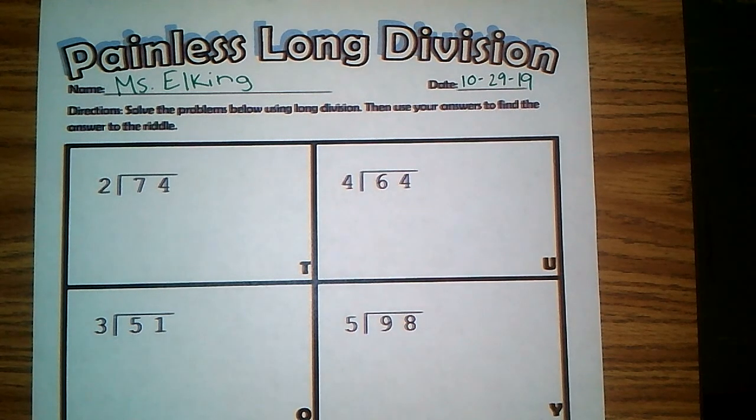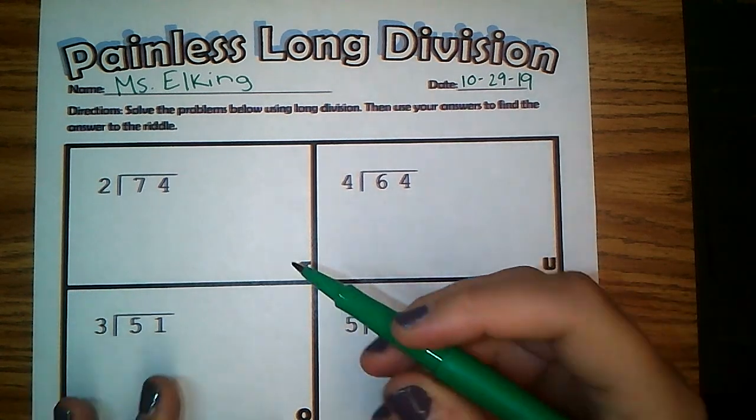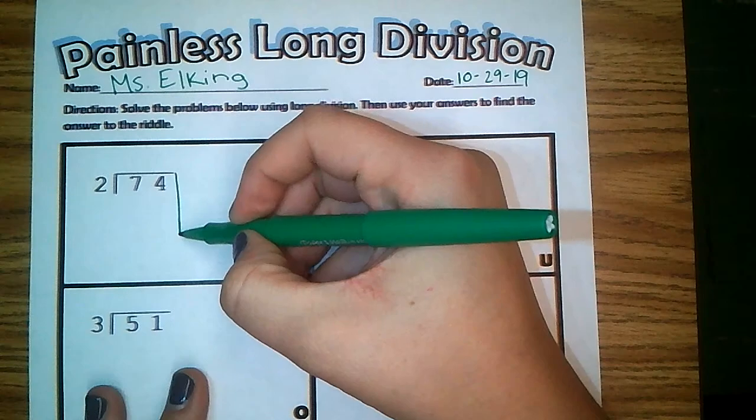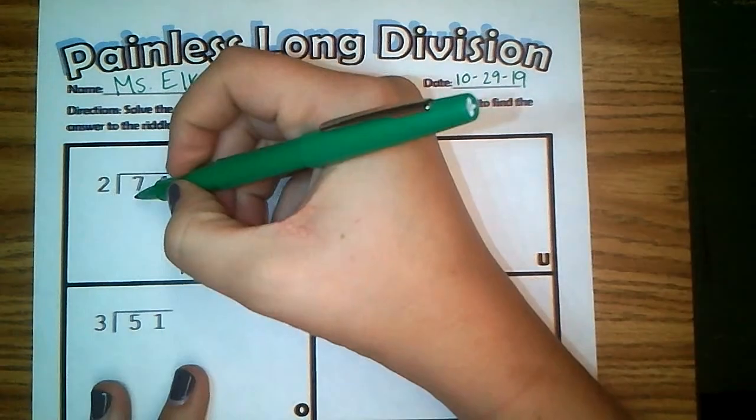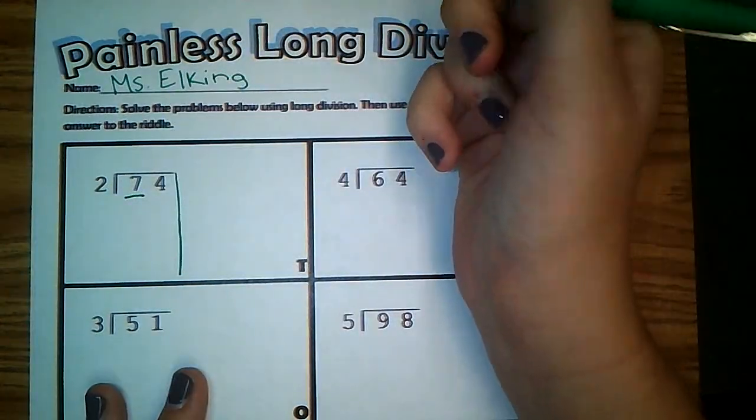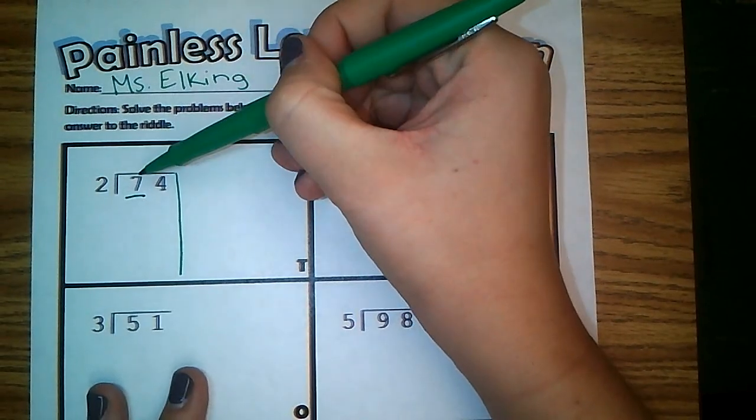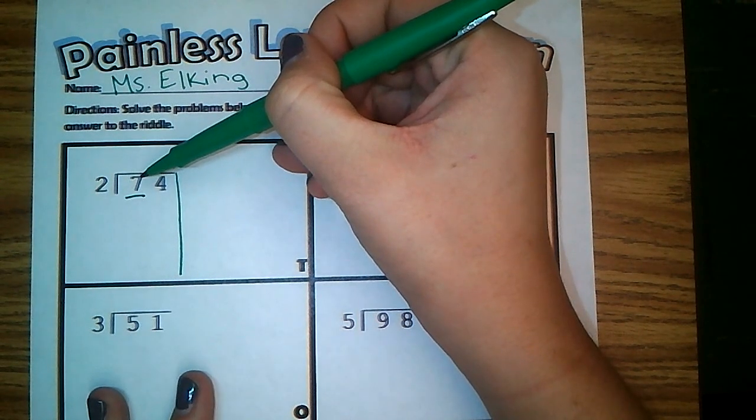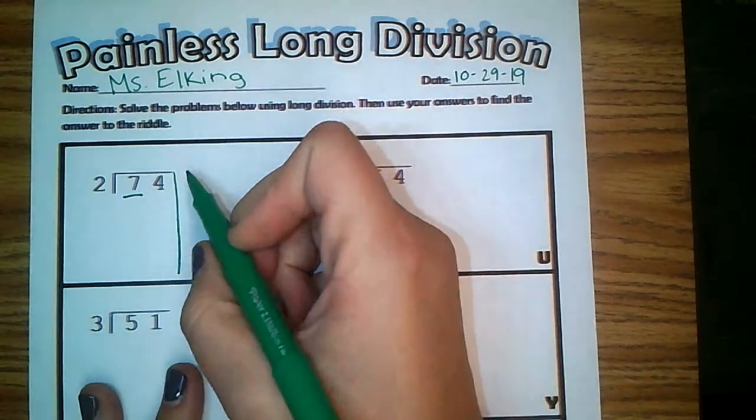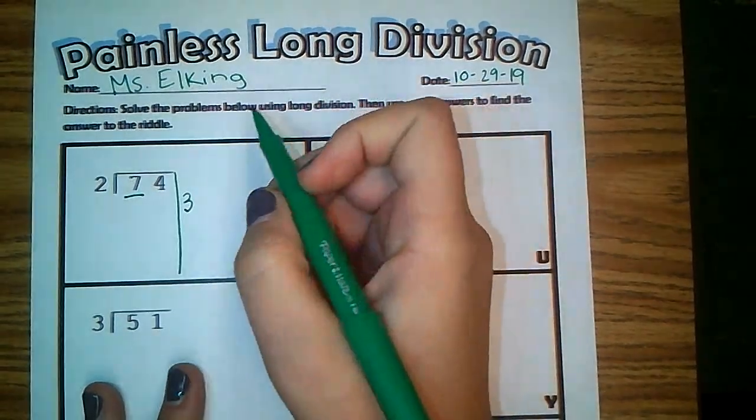All right, so we are doing the painless long division. We're going to use the partial quotient method. The first thing we need to do is draw the line down. We're going to underline this number. How many times does 2 go into 7? We know that 2 times 3 equals 6, so we're going to put our 3 on the side.